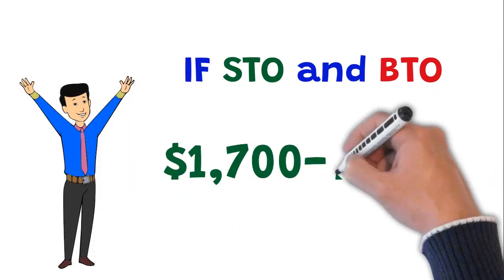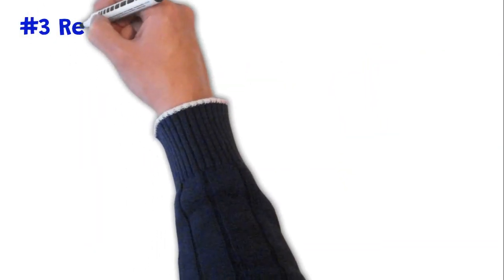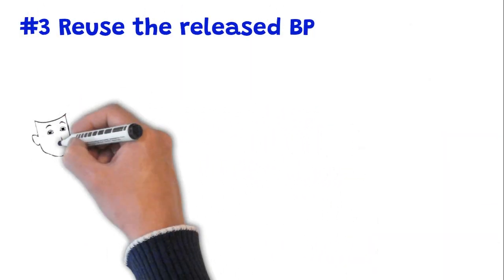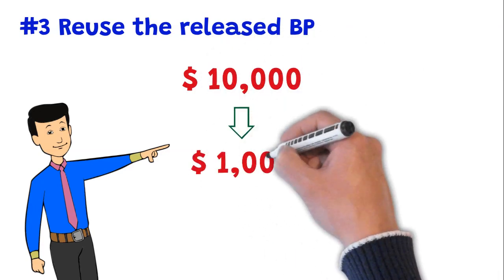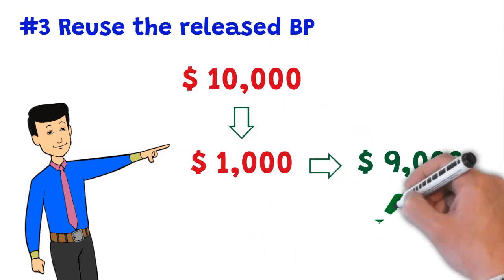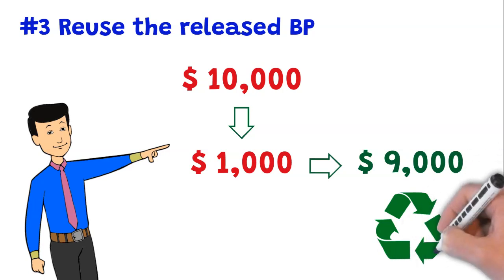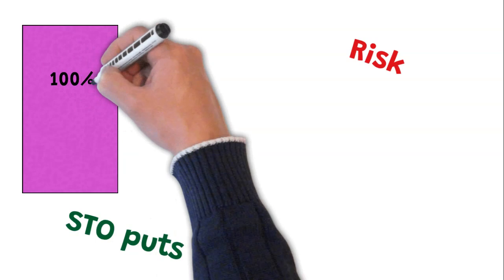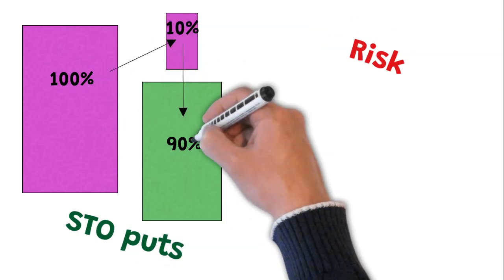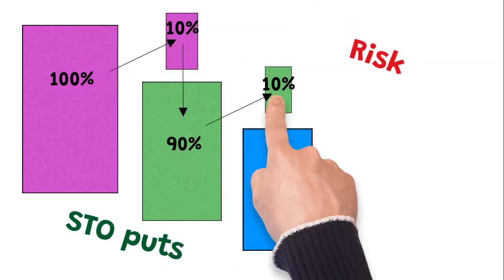Step number 3, reduce the buying power. The initial risk of $10,000 has gone down to $1,000, thus granting us $9,000 buying power extra that we can recycle and use to start the same process again. By reducing the buying power with the lead and recycling this buying power into selling a new naked put, we get to open more positions in different industries, which helps diversification and asset allocation.